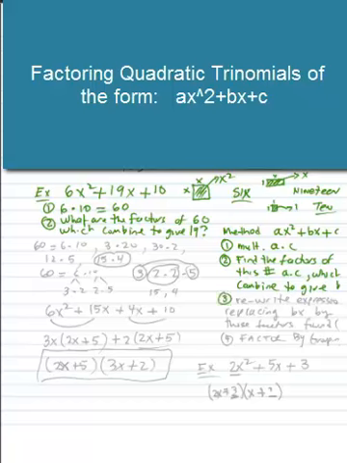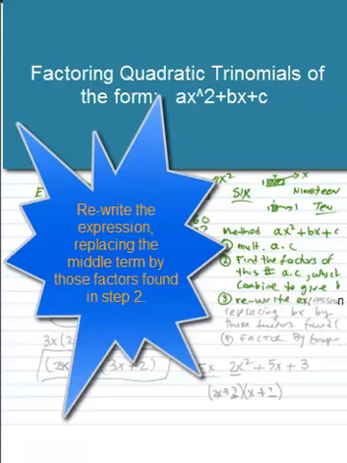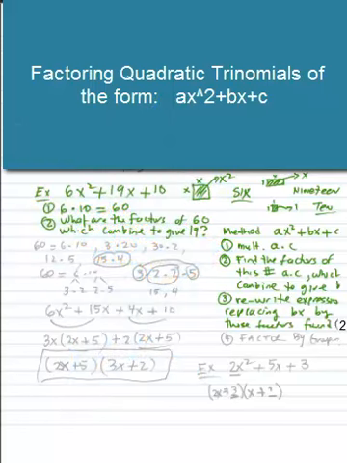And then the third step is to rewrite the expression, replacing the middle term bx by those factors found in step 2. So we asked ourselves, what are the factors of 60 that add together to give 19? 60 is 6 times 10. 60 is 3 times 20. 60 is 30 times 2. 60 is 12 times 5. And 60 is 15 times 4. And there's the combination that we needed. We needed 15 and 4 adding together to give 19, and 15 times 4 multiplying together to give 60. So we found our combination.